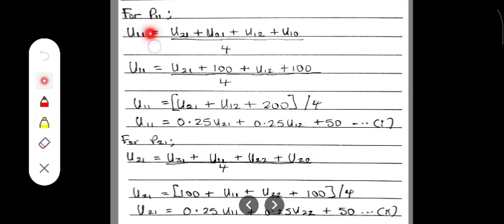So according to the formula, from this central point, when we move to the positive s-axis, the position of s will increase, right? So that is U21, plus when we move to the negative s-axis, the position of s will decrease by 1, that is U01. When we move to the positive y-axis, the position of y will increase by 1, that is U12, plus when you move to the negative y-axis, the position of y will decrease by 1, that is now U10, all divided by 4. Now you just substitute the value for these points.